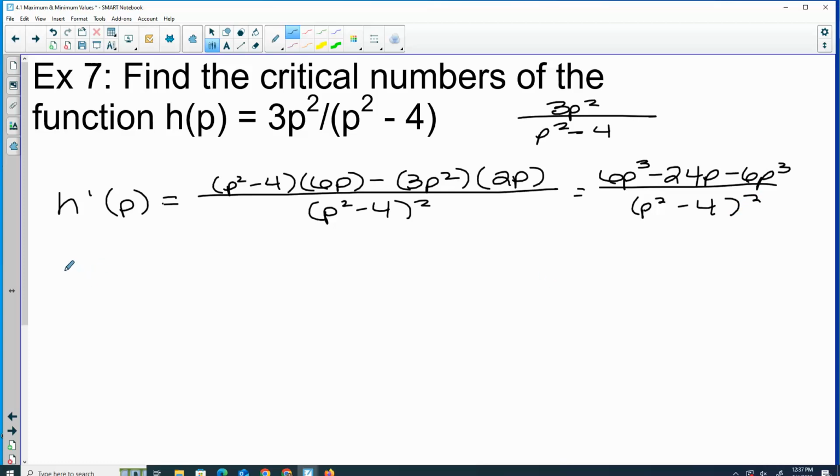So if we multiply that out, 6p keeps dropping, so we get negative 24p over p squared minus 4 squared. Wait, why did the 6p? Oh, well, 3 times 2 is 6, I see.